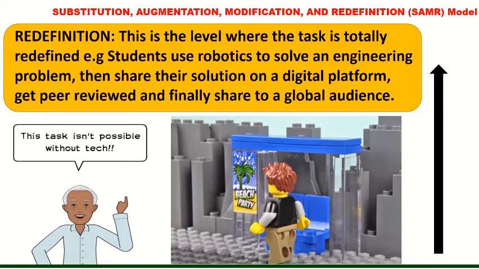This is a level at which the student, for example, a robotics student in a group, is given an engineering problem. They work on their engineering problem. They create an engineering video or an animated video to explain the engineering problem. They use robotics maybe, and then they define it and they share it with the global audience. So this particular task could not be done without technology. So that is the redefinition level.